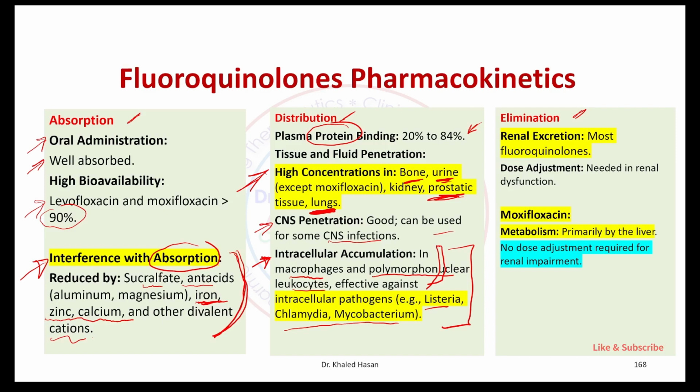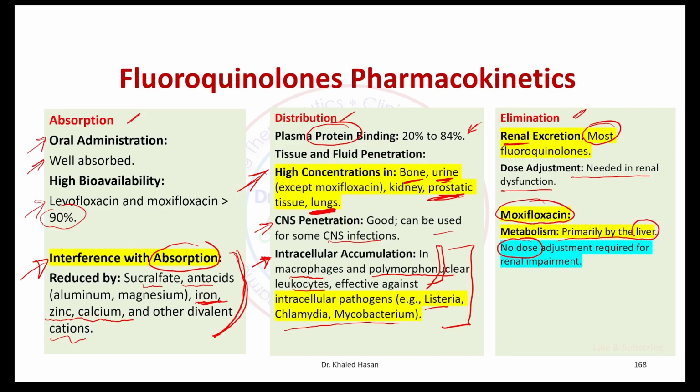For the elimination, we need to remember an important topic here. Most fluoroquinolones are eliminated through the renal route. Therefore, we need to adjust the dose if the patient suffers from renal dysfunction or renal failure. We have one exception, moxifloxacin. Moxifloxacin is primarily eliminated through the liver, and there is no need to adjust the dose for patients who suffer from renal impairment.